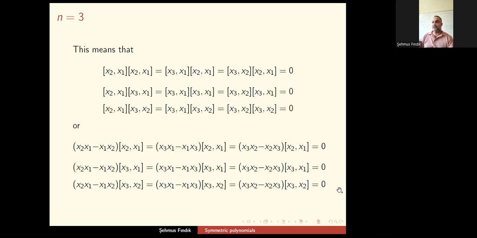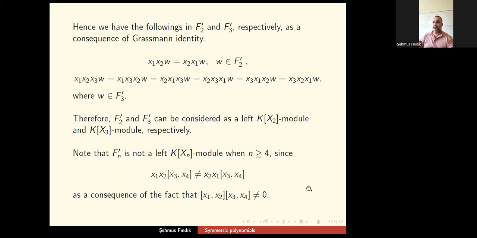So you see in rank 2 and rank 3, because of these identities, this is 0. So it means that x2, x3, or x3, x1. So this is a misprint, I think, here. And they are all zeros, which means that when you have rank 2 and rank 3, what's on the left side can be changed. So they have the k[x2], the polynomial algebra, and k[x3] module structure. But in the case of n greater than or equal to 4, we do not have the same thing, and we cannot move on with the polynomial inheritance.